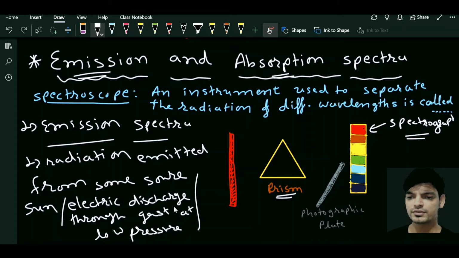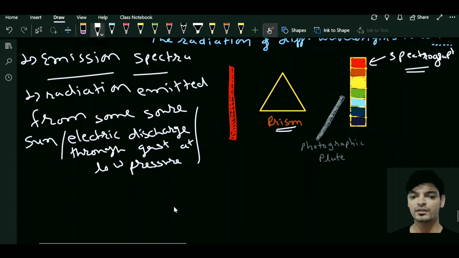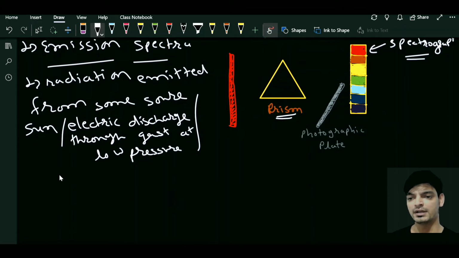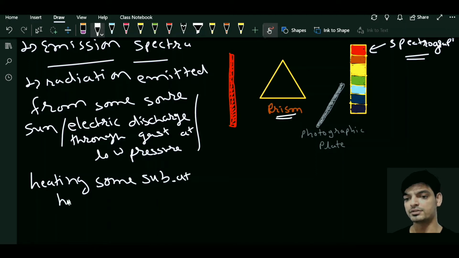And one more source you can use is heating some substance at a high temperature. So these are the sources of electromagnetic radiation, from where we are getting it. And as you see here, there is a slit, from which we pass one beam of electromagnetic radiation.